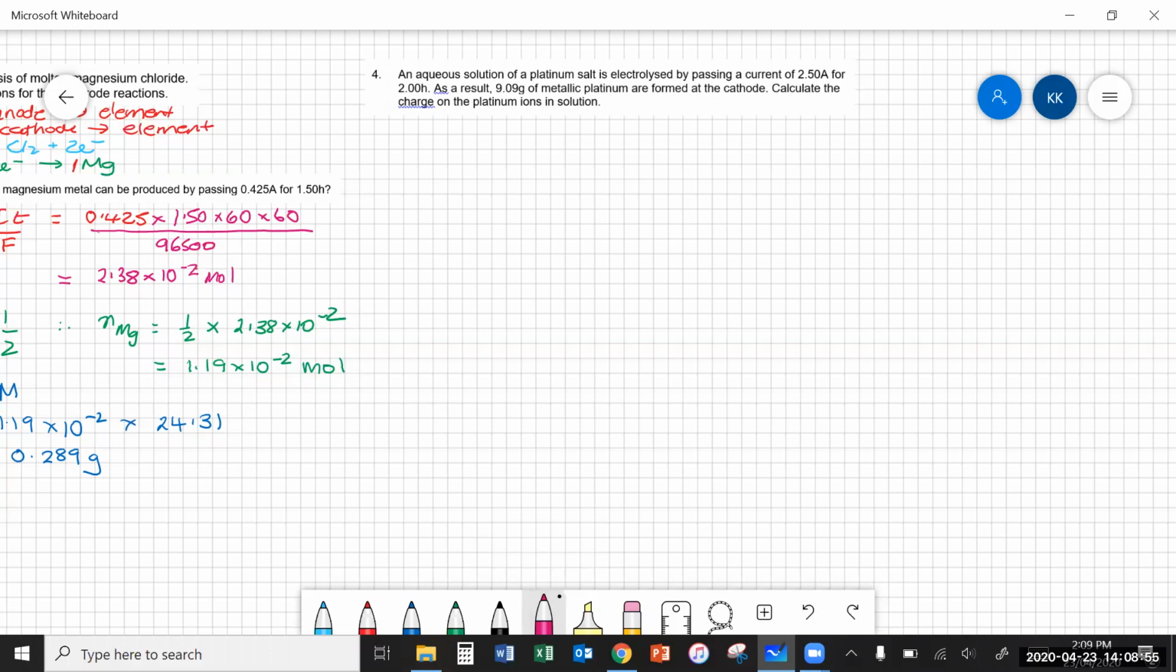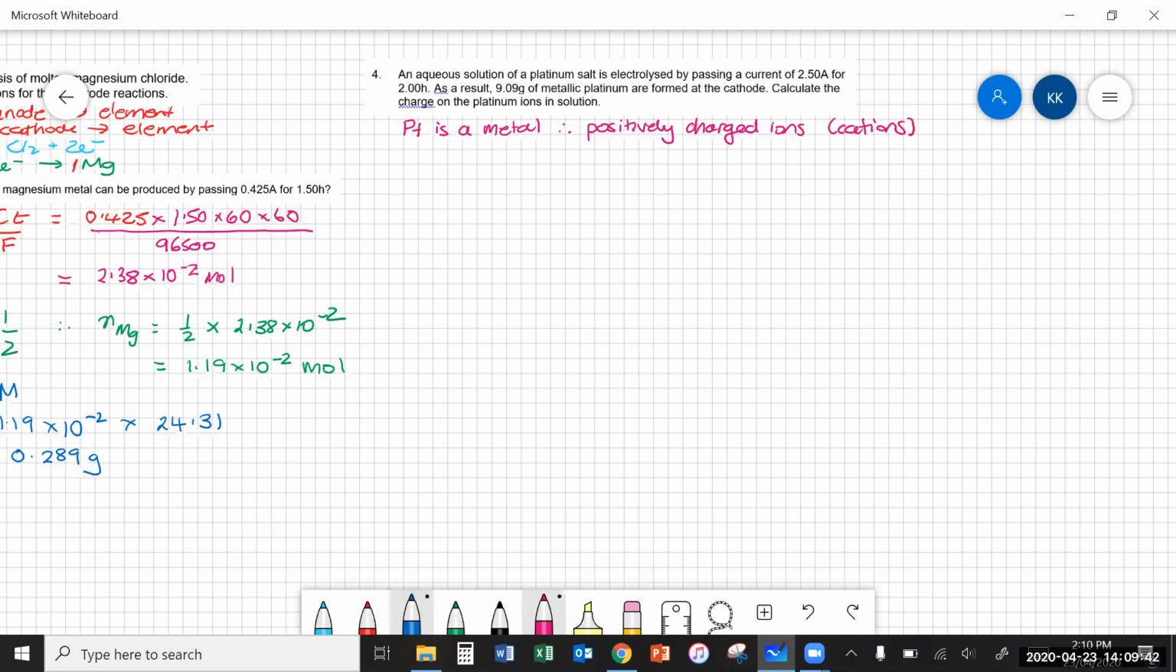So first things first, platinum is a metal. Just in case you didn't know platinum was a metal. Metallic platinum tends to give it away, but just in case. So that means it's going to have positively charged ions, which we also know as cations. And that means that they're going to be attracted to the negative cathode. We don't know what their charge is, so let's let it be X.